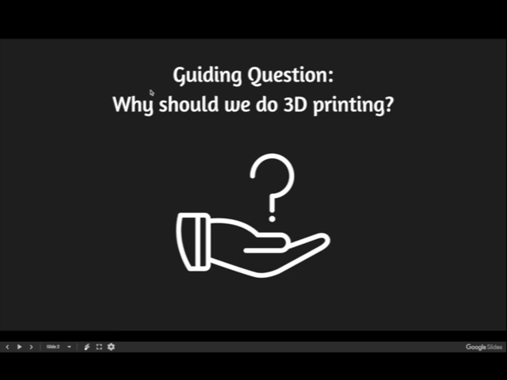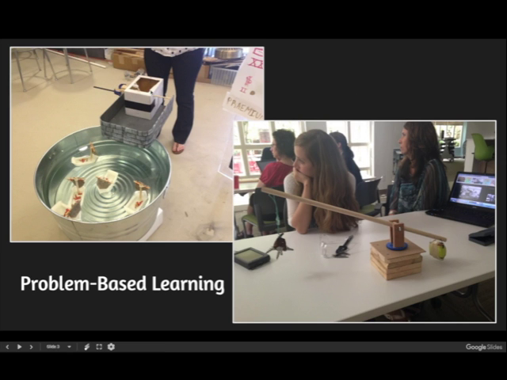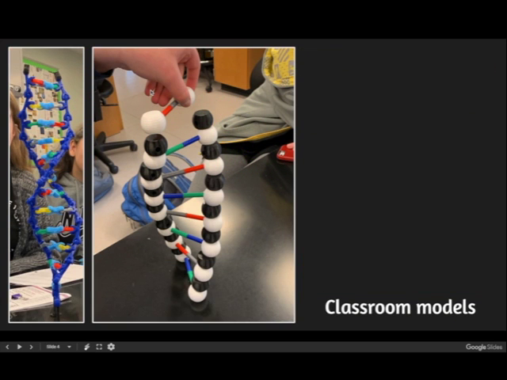So we start with our guiding question, why should we do 3D printing? And we started with some examples. For example, the problem-based learning and using 3D printers to make our projects. We talked about this classroom model where students are making their own models of DNA, and you can see the two different types. And we went into further detail about the design process these students went through.